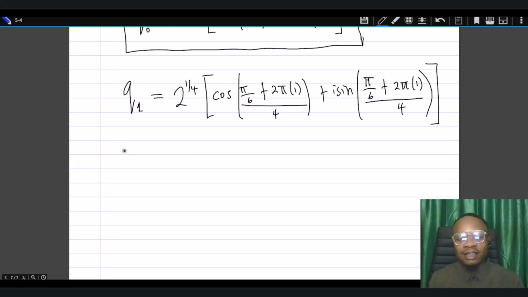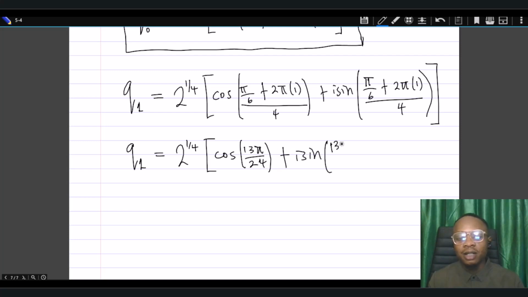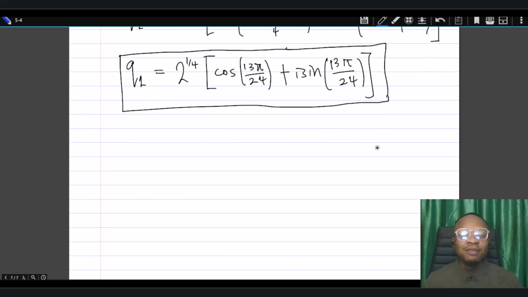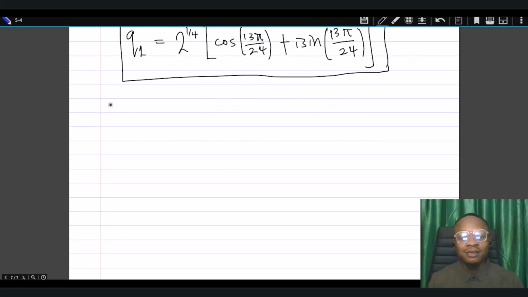So then our q1 is equal to 2 to the power of 1 over 4 into the cosine of 13 pi divided by 24, then plus i sine of 13 pi divided by 24. So put all of these together and that gives us another fourth root of the complex number. So let us keep this like that. Then we'll move to the next one to get our Q2.